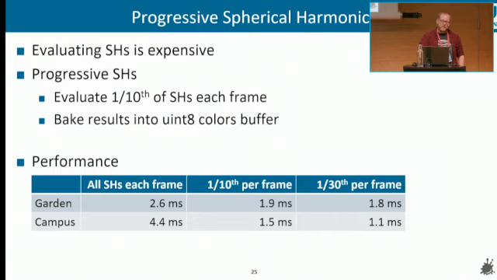Performance-wise, for the garden scene, we here have a performance improvement from 2.6 milliseconds down to 1.9 milliseconds. We also tried to go a little further and not do 10% per frame, but only update 3% of the spherical harmonics per frame. And here we have some diminishing returns. It doesn't improve performance much anymore, but now you can clearly notice that the evaluated color values lag behind a bit. So updating color values every 10th frame, not just 10% of the spherical harmonics per frame, is kind of a sweet spot that works out nicely.